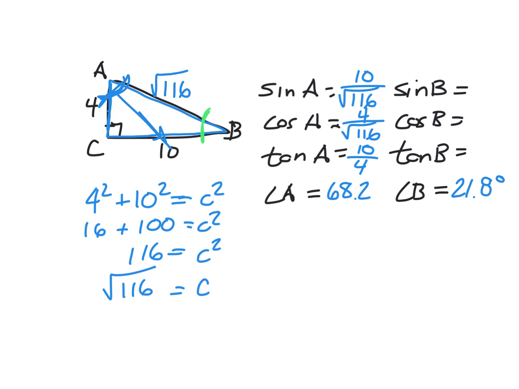Sine of B, here's angle B. Opposite of that is 4. Hypotenuse is, again, the square root of 116. Cosine of B, adjacent's 10, so it's 10 over the square root of 116. And tangent of B, opposite over adjacent, 4 over 10.